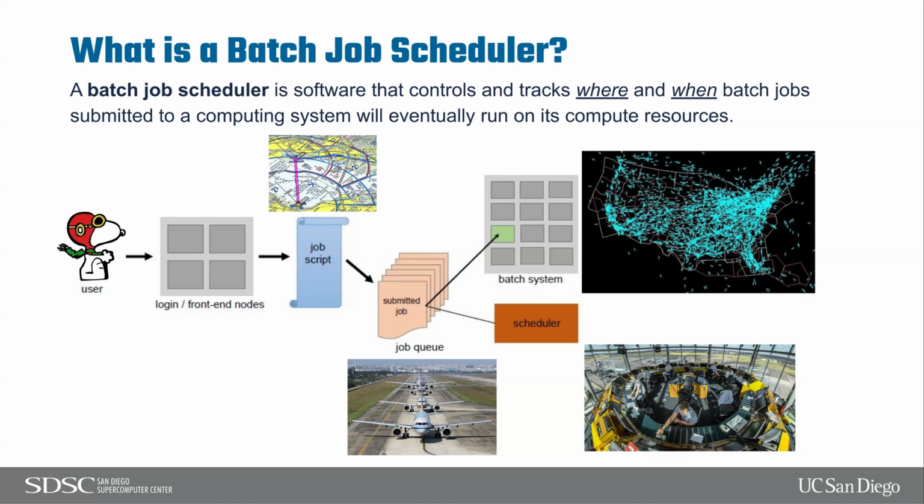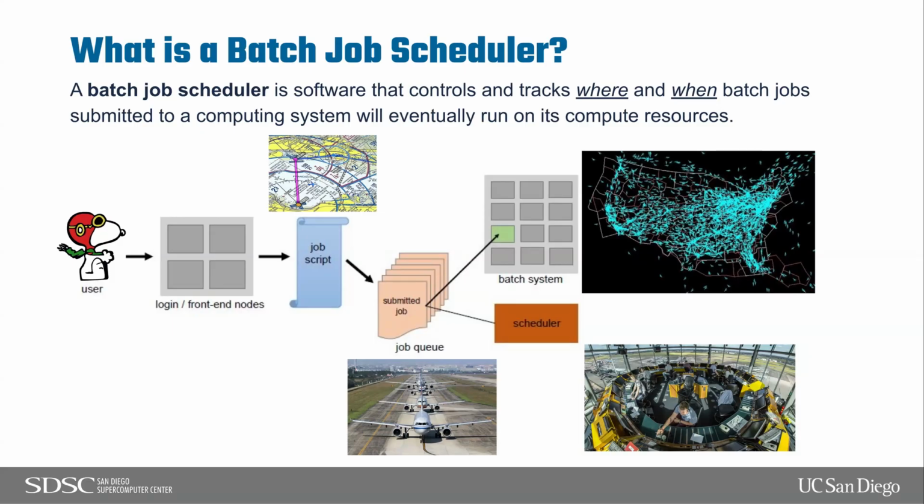The scheduler itself is like the air traffic control. If you're the user, you're like the pilot in your plane trying to run your workload. You have to have a flight plan. That's your job script. Once your flight plan is filed, you get into the job queue. Your submitted job is waiting for its turn to take off and get launched onto the HPC system by the scheduler itself, and go on and get your research done.